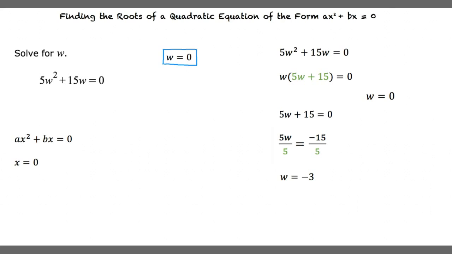Okay, so are the two roots w equals 0 and w equals negative 3 then? You got it. Okay, I think I get it now. When we have a quadratic equation in the form ax squared plus bx equals 0, then we know that x equals 0 is always a root. But to solve for the second root, we need to factor out an x and solve for the remaining root by setting the equation inside the parentheses equal to 0. Great job. It really sounds like you have it down.